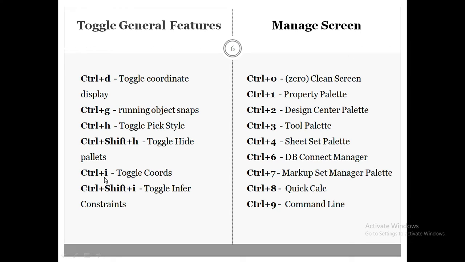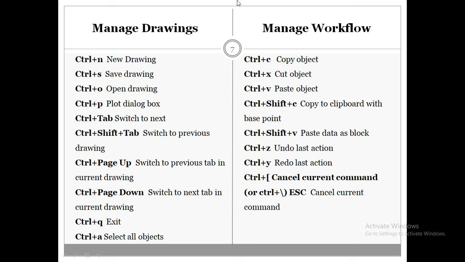So let us see other ones: manage drawings and manage workflow. If we want to manage our drawings, we can use these shortcut keys. Ctrl plus N, we can open a new drawing. Ctrl plus S, save drawing. Ctrl plus O, we can open another, already existing drawing. Ctrl plus P, we can open the plot dialog box.